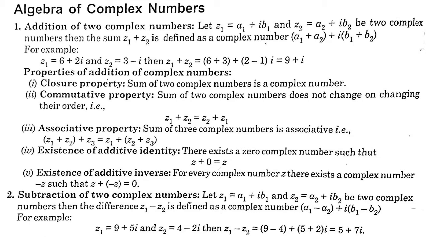Let z1 is equal to a1 plus ib1, z2 is equal to a2 plus ib2 be two complex numbers, then the difference z1 minus z2 is defined as the complex number a1 minus a2 plus i in the bracket b1 minus b2. For example, suppose one complex number is 9 plus 5i and the second complex number is 4 minus 2i. So the difference of these two complex numbers, z1 minus z2, is equal to 9 minus 4 plus 5 plus 2i. So we are getting 5 plus 7i, right student?